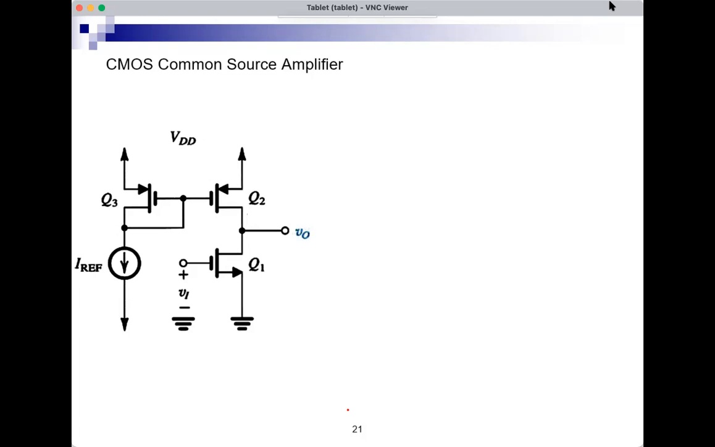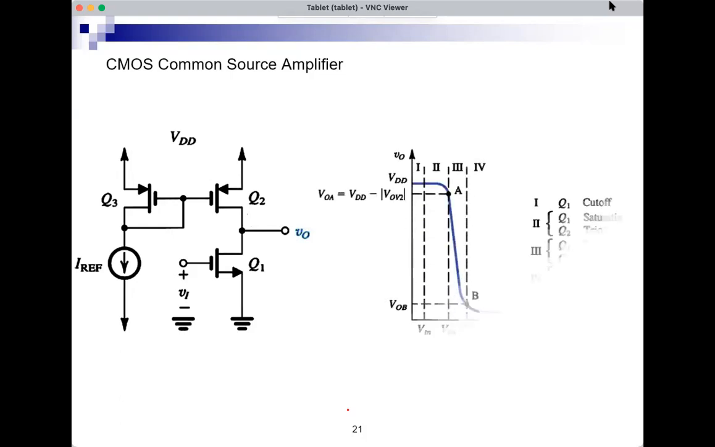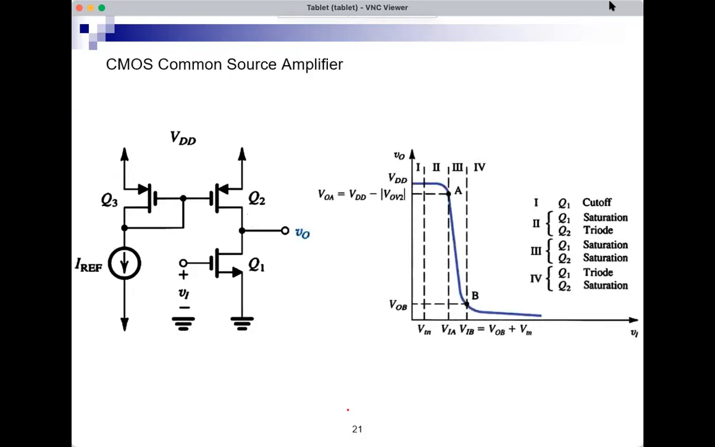Let's verify this using PSpice or Spice: build the circuit in Spice, or write the circuit description in Spice, and simulate it, and see how the output would vary with the input, and build the voltage transfer characteristics. And we get something like this. We get the blue curve.